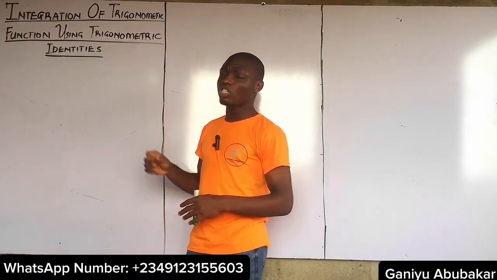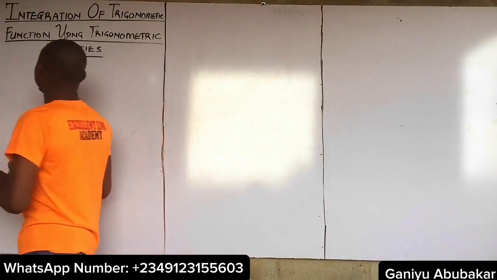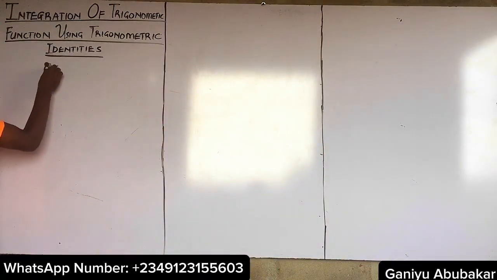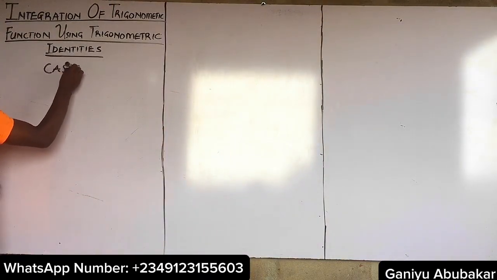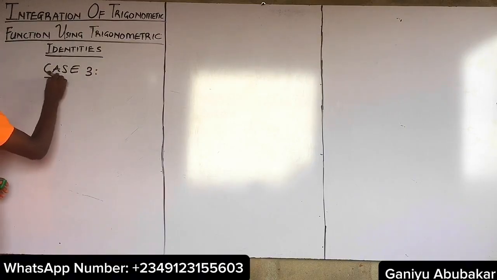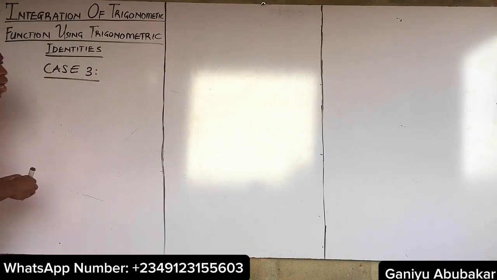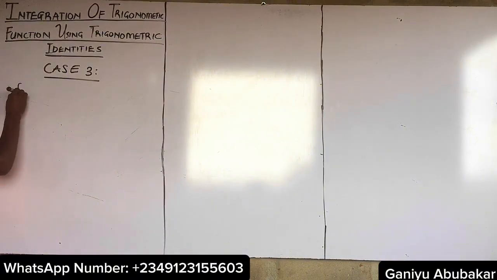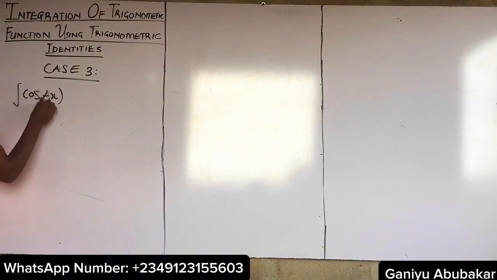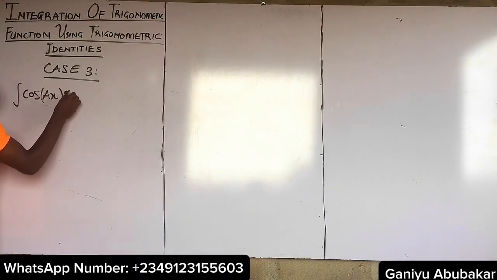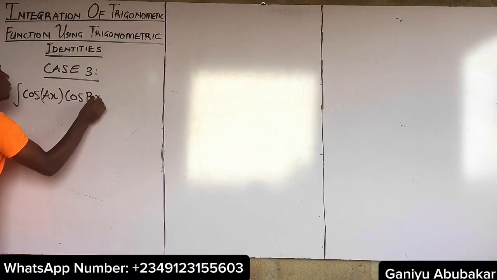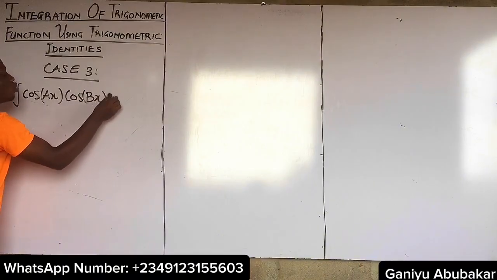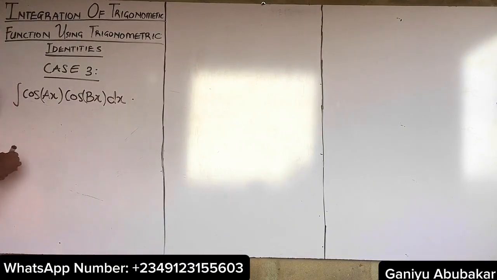So let's dive into discussing case 3 under this concept. For case 3, what's the condition? What's the condition guiding case 3? For the case 3, I will have something of this nature: if I have the integral of cos ax, next up, cos bx with respect to x.